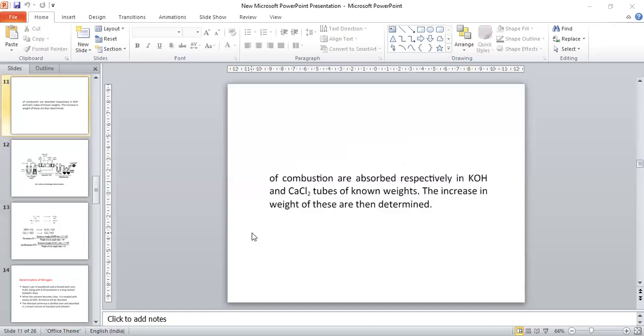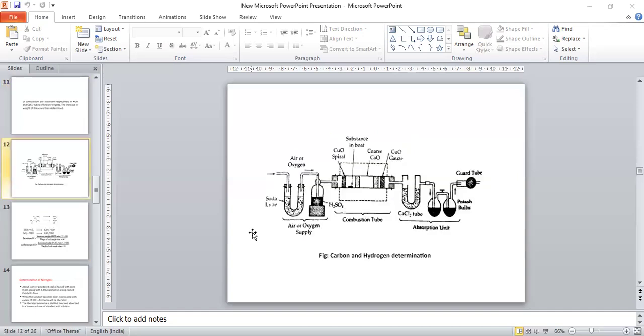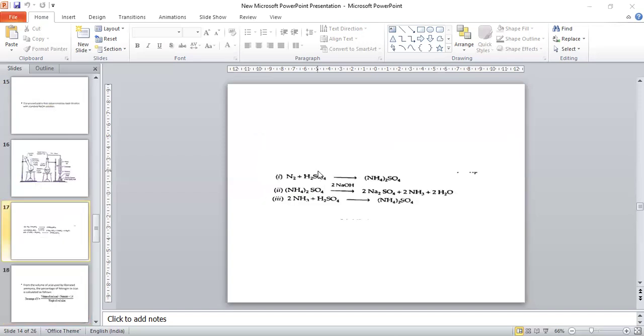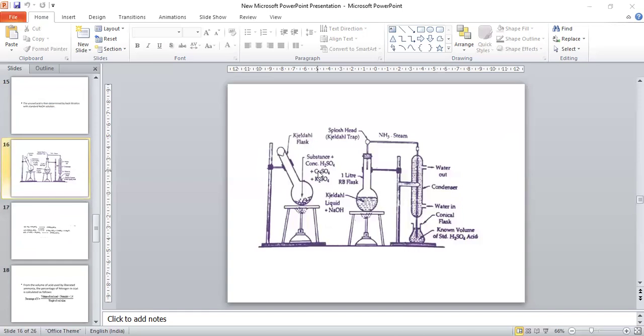And the next one is determination of nitrogen. We discussed now determination of carbon and hydrogen. To determine carbon and hydrogen, we use the combustion apparatus. And the second one is determination of nitrogen. To determine this nitrogen, we are using Kjeldahl's method. Here we are taking Kjeldahl's apparatus. This is the diagram for this experimental process.